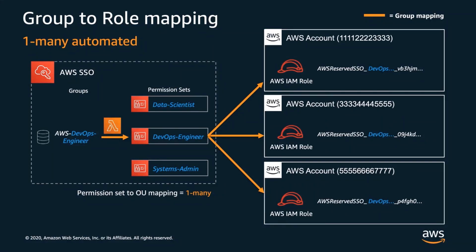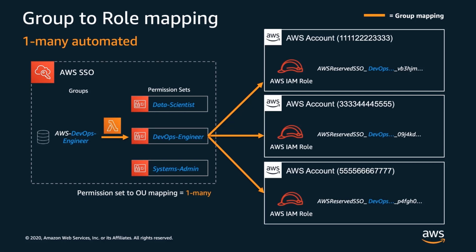So as mentioned before, you can assign flexible group to permission set combinations to multiple AWS accounts. So for large scale deployments, you can choose to have a one-to-many mapping between your groups and roles. In this example, you can see that we have a standard nomenclature for the group and permission set. And our automation, which leverages the newly released assignment APIs, can extract the permission set name from the group. So in this case, it's DevOps Engineer.